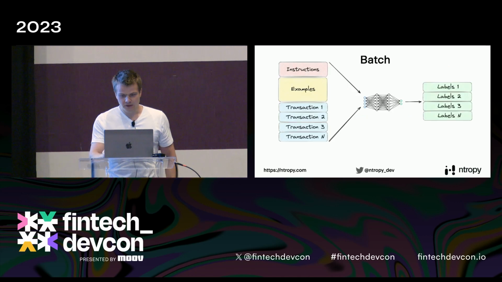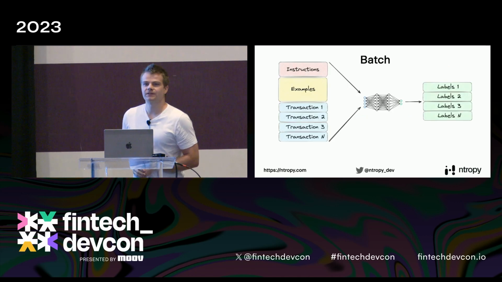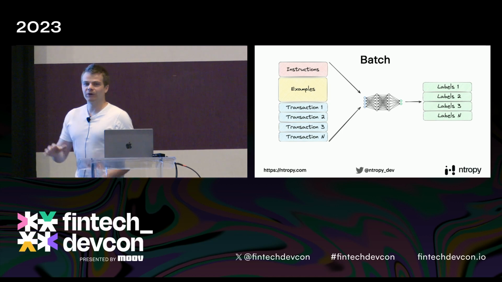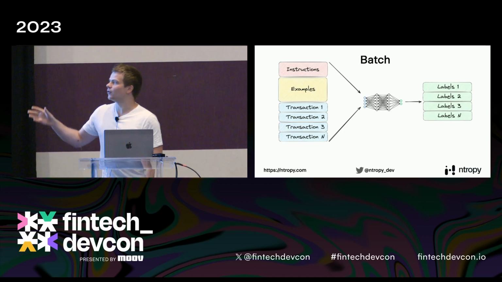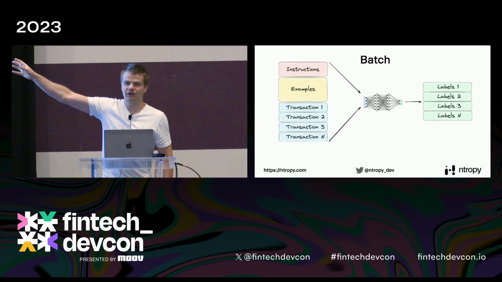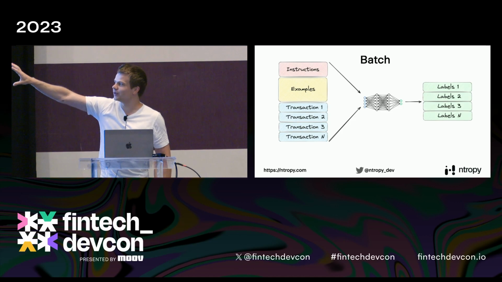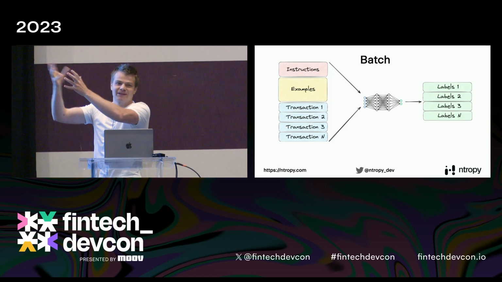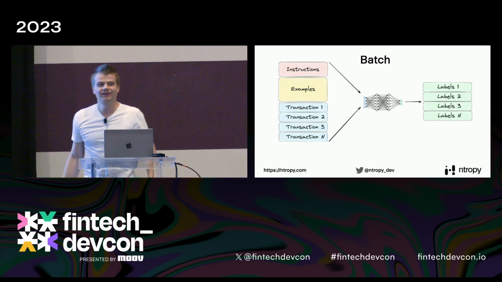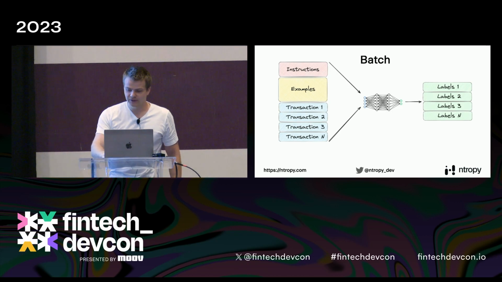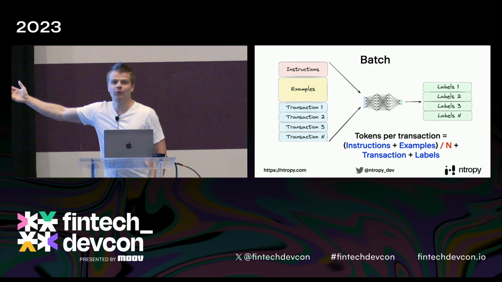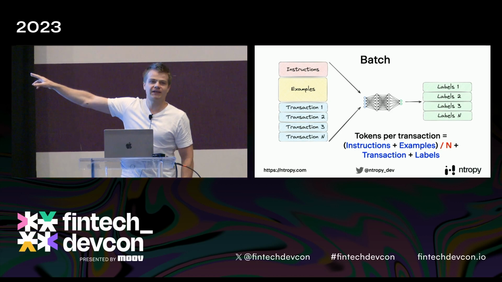All right, so let's try something else. Let's try to run this in batch. We keep the same examples, and obviously we need to modify the similarity function here. Maybe we want to batch together similar transactions, so we can have a similar similarity function in our examples. In this setup, we can abstract away the instructions and the examples.